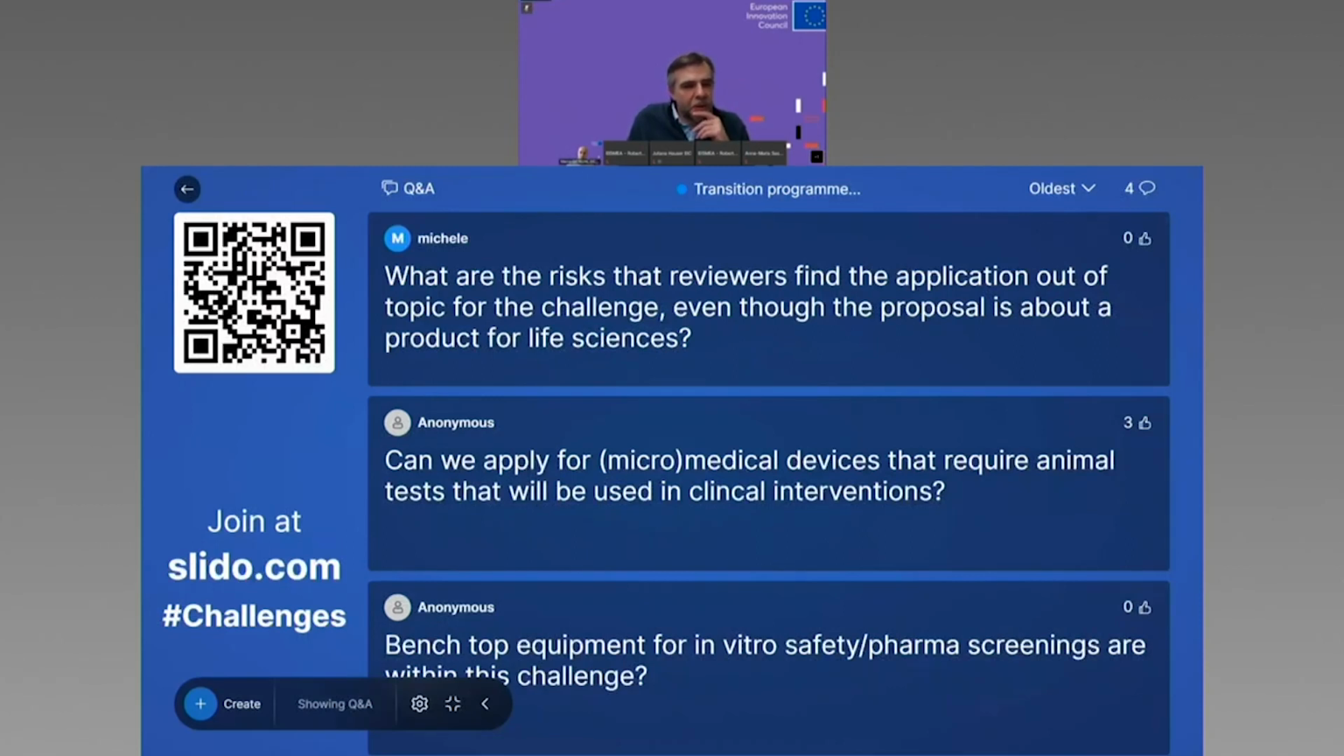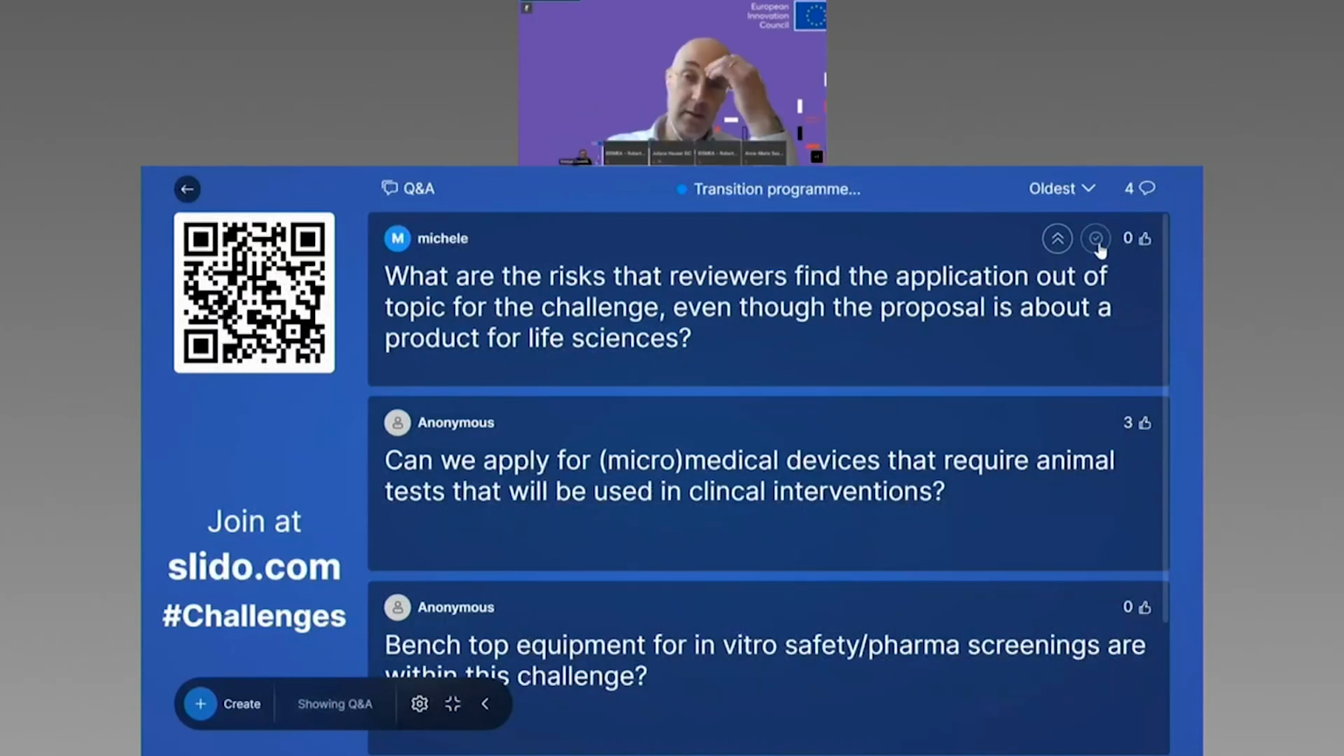I'm not sure why this question deals with out of topic for the challenge; the product is for life sciences. I think in terms of eligibility and scope, we tend to be pro proposal in general. If it touches Micro-Nano-Bio, it's rare that we should deem it not within the scope. So I'm not sure what the question is.